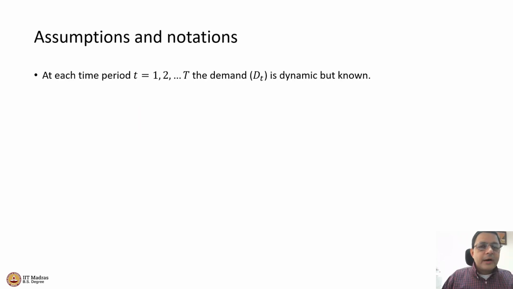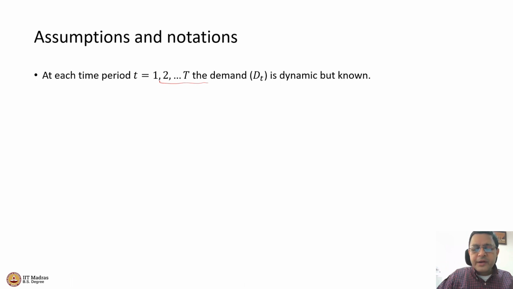As we said, the primary highlight of this problem is that we are going to consider a finite time horizon, not a single period. So let us say that there are T time periods. The subscript t goes from 1, 2, 3, 4, 5, 6, all the way to capital T. You may think of that as annual.